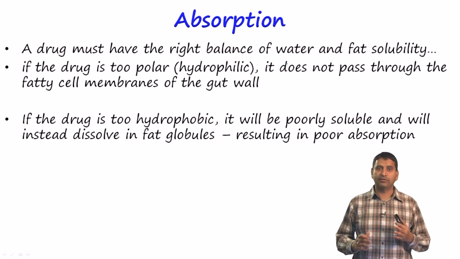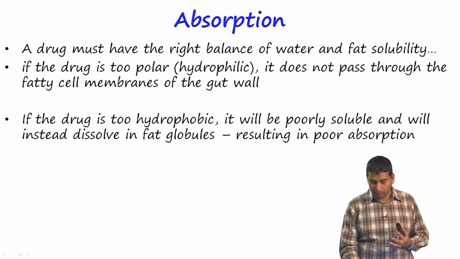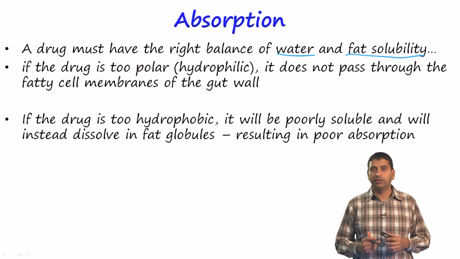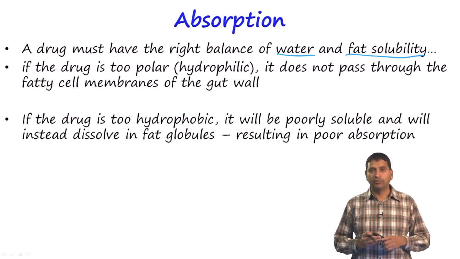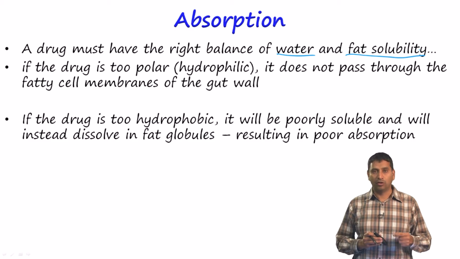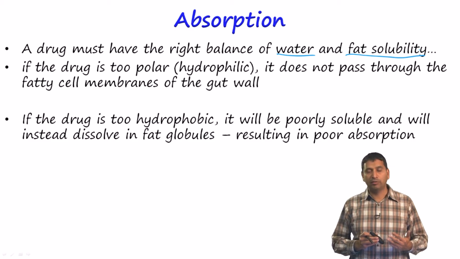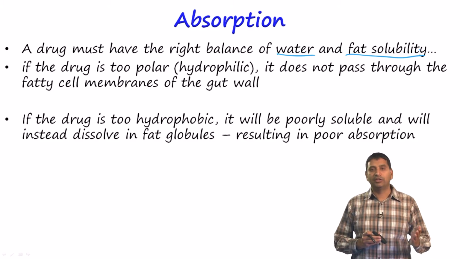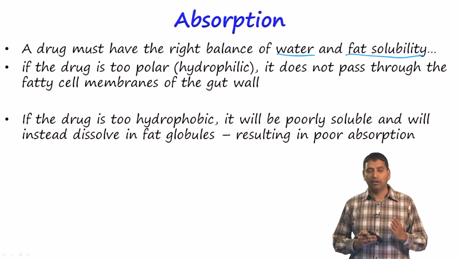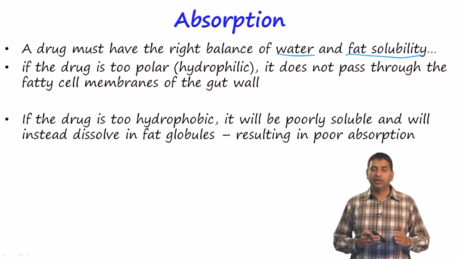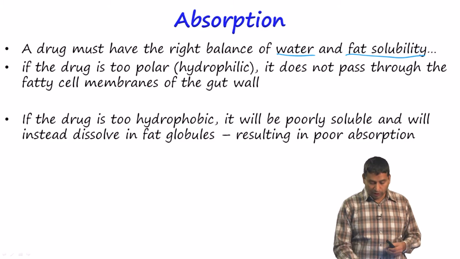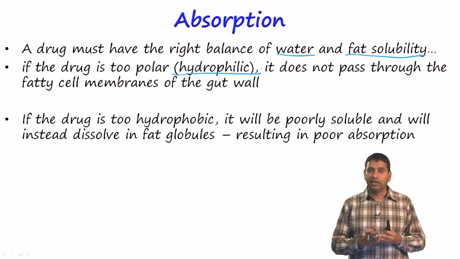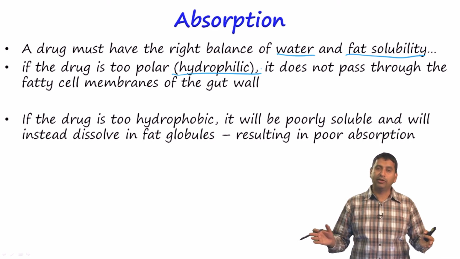So, a drug must have the right balance of water and fat solubility. Okay. So, later on in the course, we will look at an important parameter known as partition coefficient or log P, and we will look at it in more detail as to how to determine it and so on. But we should have the right balance of water and fat solubility. If the drug is too polar, that is if it is too hydrophilic, then it does not pass through the fatty cell membranes of the gut wall.